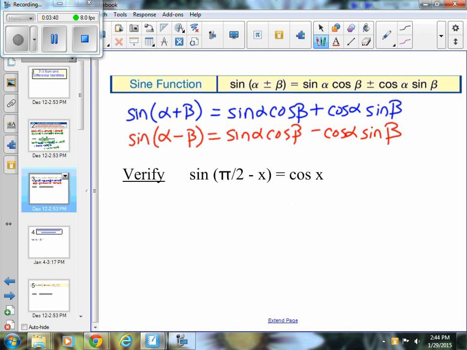So now, verify. We want to make sure that we can show, again, that these two graphs would be equivalent. So I'm going to use the difference formula, because it's a difference, and write out using the sine formula, thinking of my pi over 2 as your alpha, your x is like your beta.